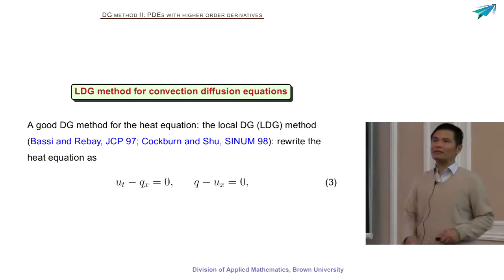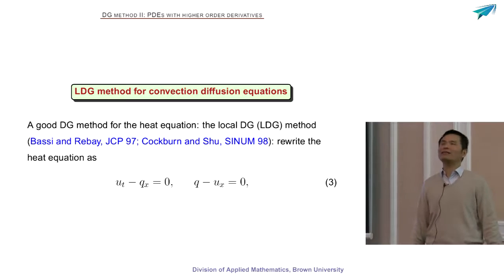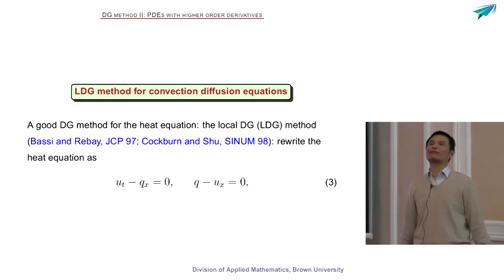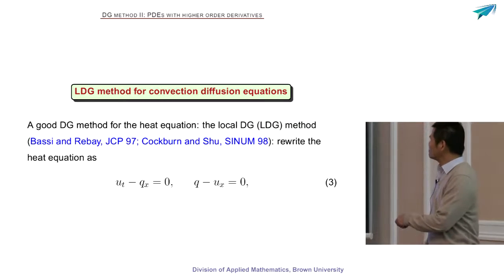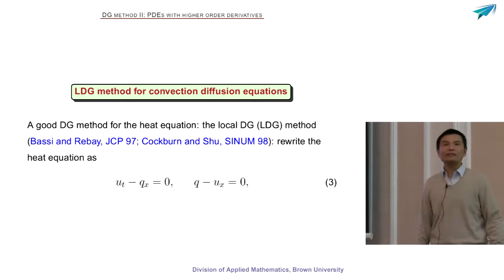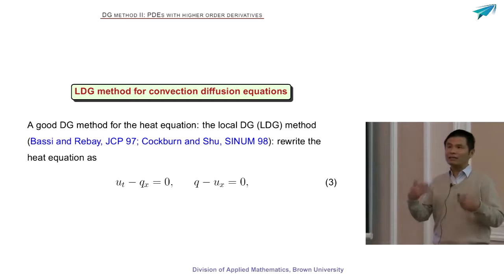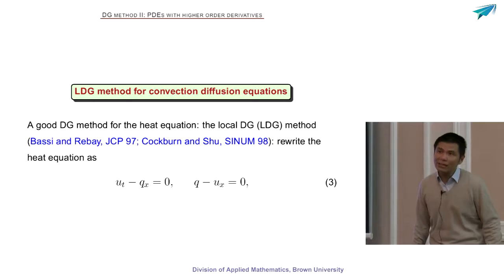And they found out that the Cockburn and Shu method was only for Euler equations. But they didn't think twice. They didn't ask us either. They correctly thought that, well, if you know how to solve Euler, you know how to solve Navier-Stokes. So they went ahead to solve Navier-Stokes this way. They rewrite the heat equation into a first-order system by introducing an auxiliary variable q. q equals u_x, and u_t equals q_x. So then it becomes a first-order PDE.